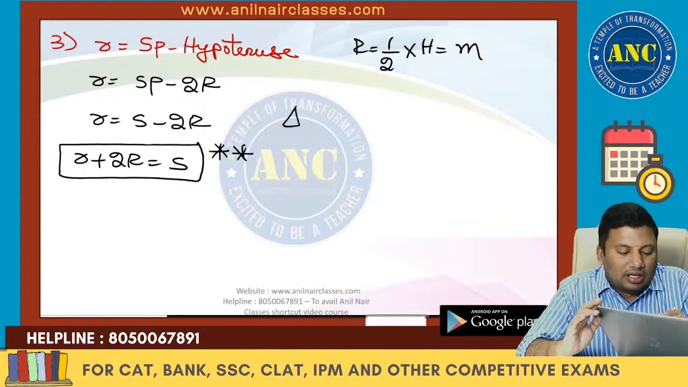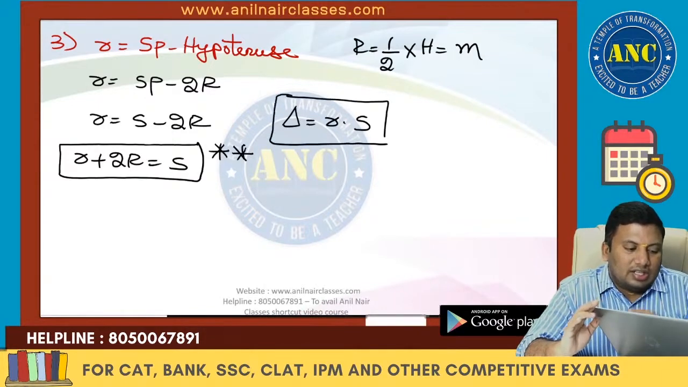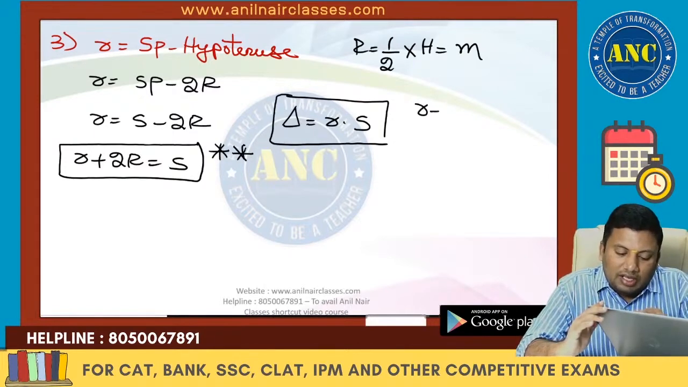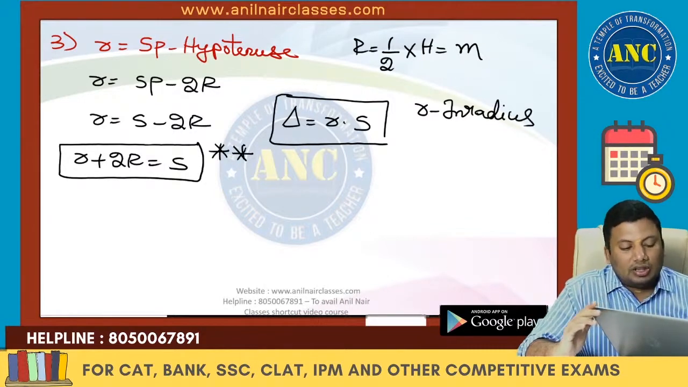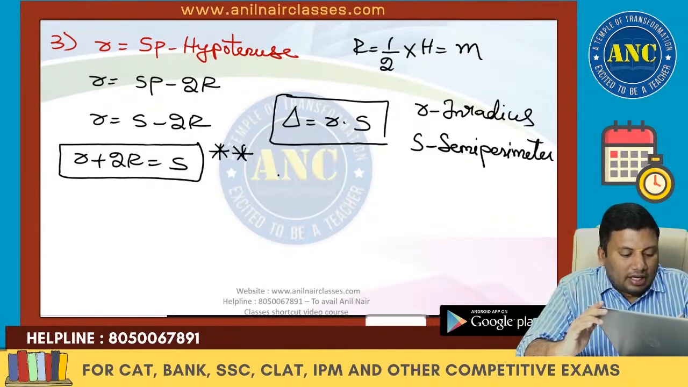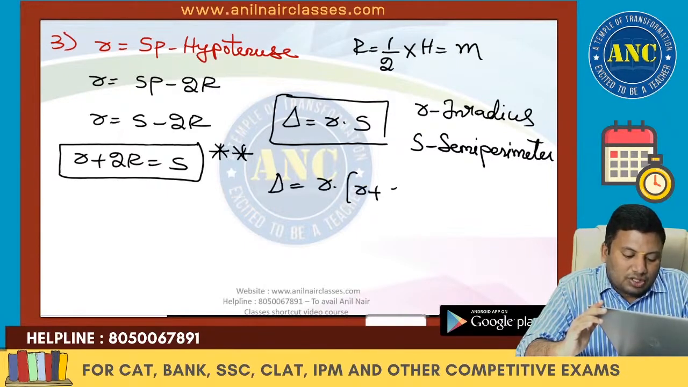We know that delta is nothing but r into s. What is r? r is nothing but the inradius. s is nothing but the semi-perimeter. So delta is nothing but r into (r + 2R).